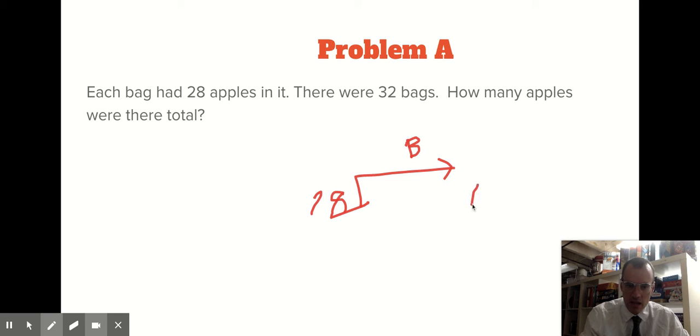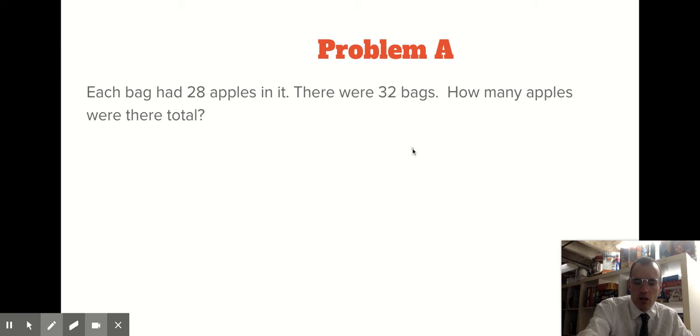And then there were some apples, right? And do we know how many bags there were? How many apples? We know how many bags there were. All right. So we're going to jump on over to that next page, and then we are going to write that down ourselves, 28 and 32.